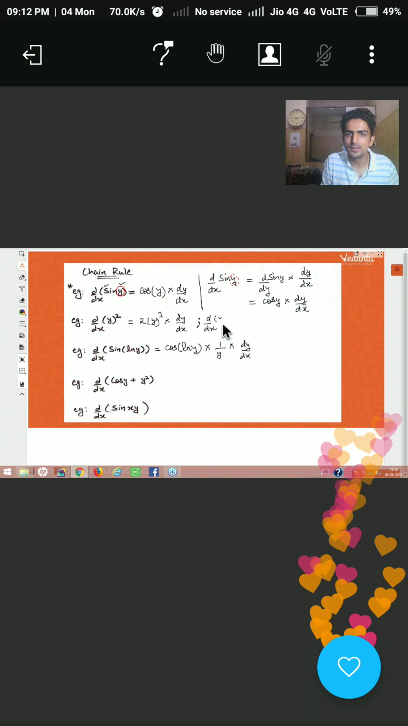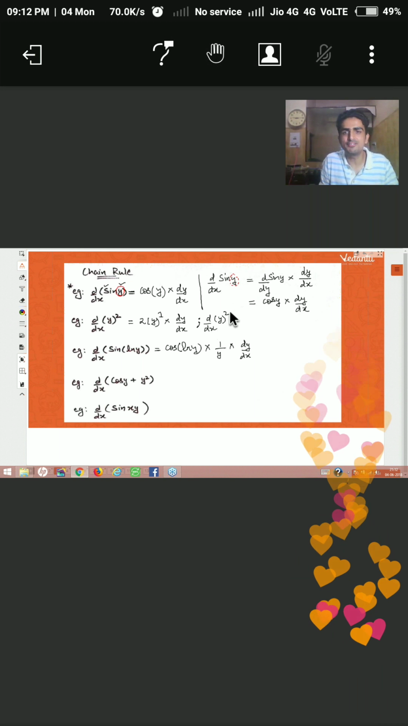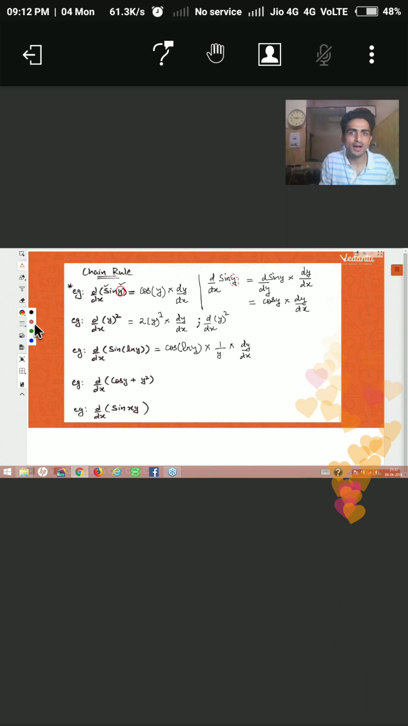y square. Now this is a function of y. How can I differentiate straight away with respect to x? I cannot. I can differentiate with respect to y. It's a function of y, no? Same strategy.